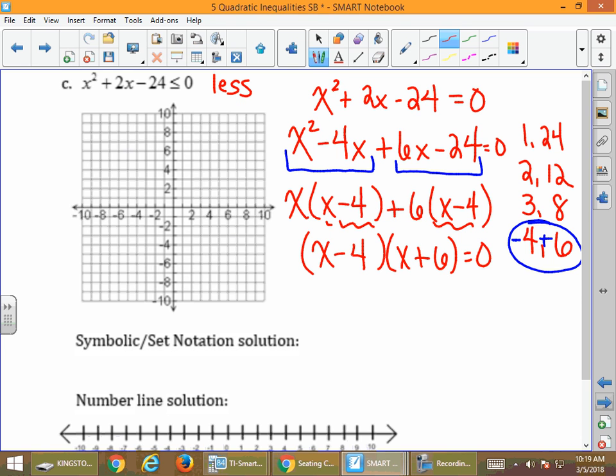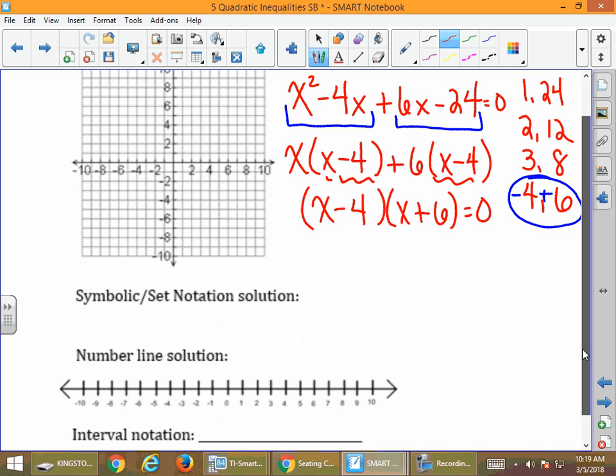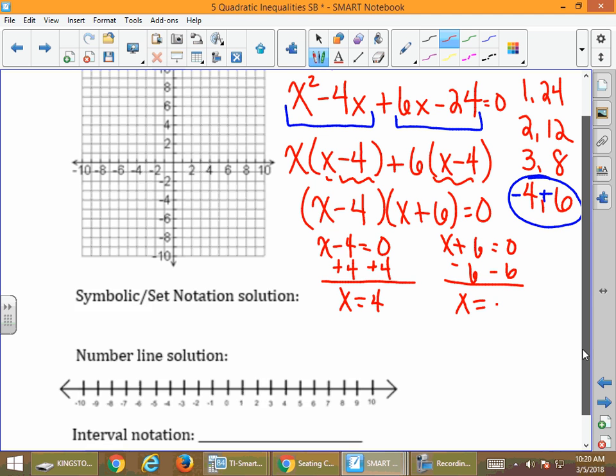And I hope that at this point you can say x equals 4, x equals -6. If you can't, here's the work. x minus 4 equals 0. We add 4 to both sides, and we get x equals 4. And x plus 6 equals 0. We subtract 6 from both sides, and we get x equals -6.